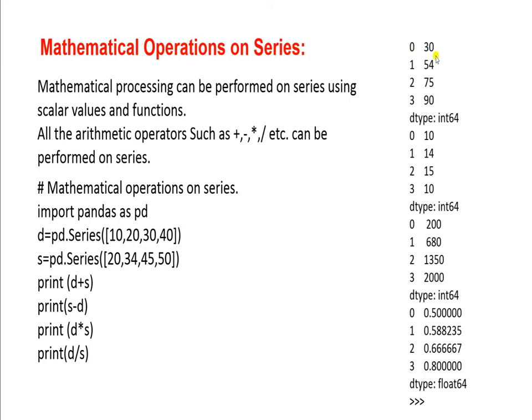At the first index it is displaying 30 because of the addition of 20 and 10. In the first print command we use addition, so it will add both series. The next values are 54, 75 and 90. Now you can see 50 plus 40 is 90, 45 plus 30 is 75, 34 plus 20 is 54, and 20 plus 10 is 30. Now in the second we subtract the elements of the first series from the second series.